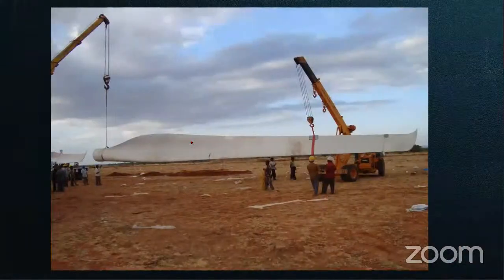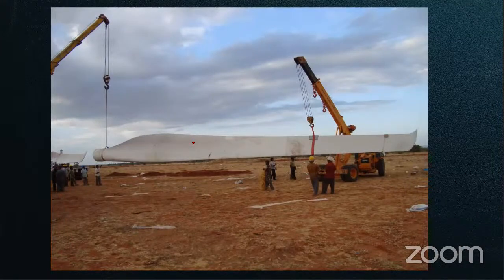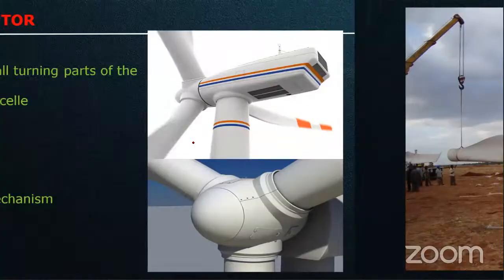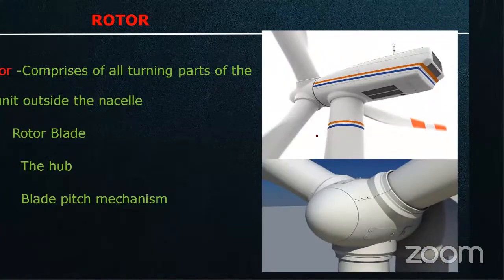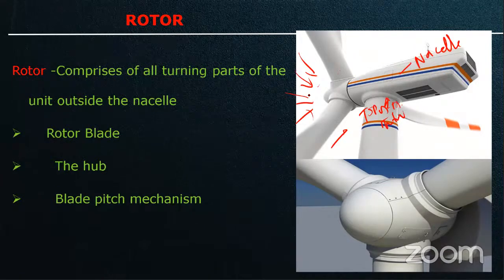Okay, so this is the rotor blade. Now you can see the rotor blades. The blades of the wind turbine have aerofoil sections. So what is the function of the blade? It captures the energy from the wind and transfers its power to the hub, right? The hub, the blades.